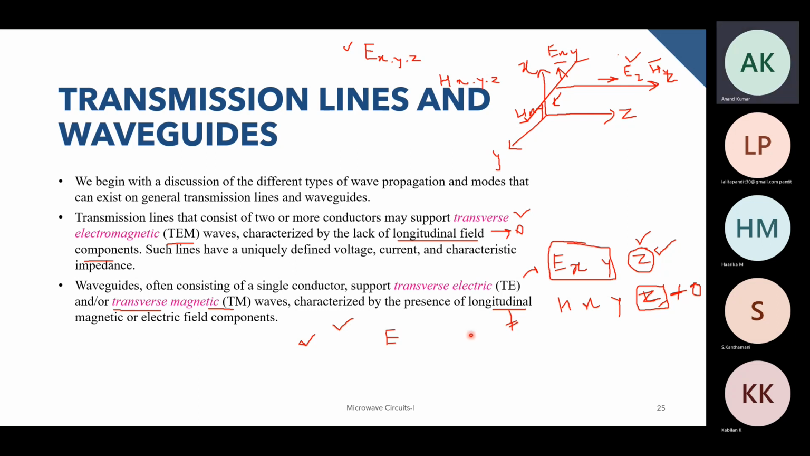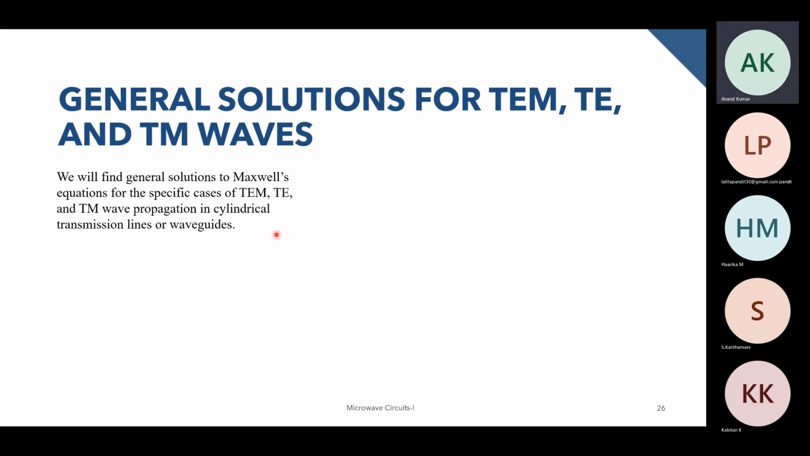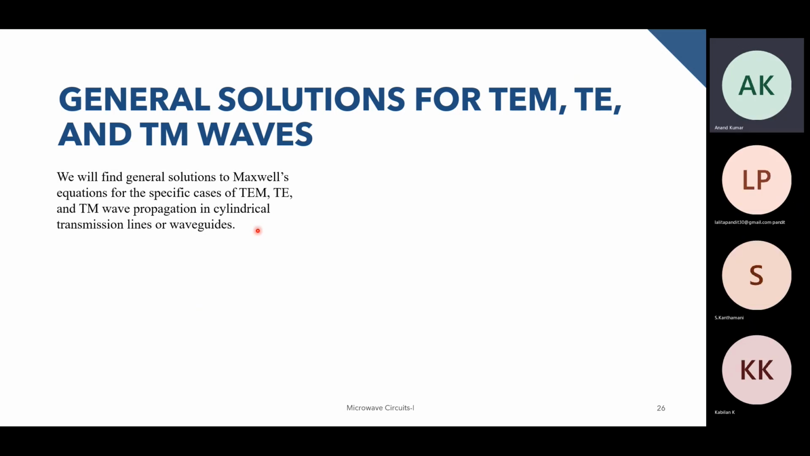Okay, so then we'll proceed. We have a little math today from this chapter, and we'll revise whatever we do now in the next class, and start with the derivations for TEM, TE, and all these cases from the next class. Our agenda now is to find the general solutions of Maxwell's equations for these specific cases of TEM, TE, and TM wave propagation in a cylindrical transmission line or waveguide.